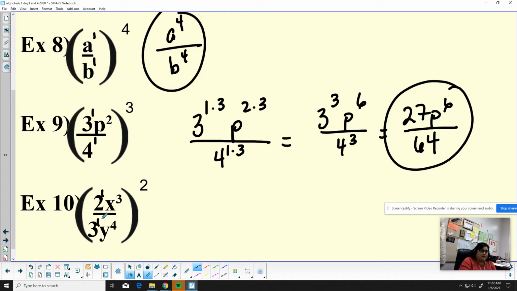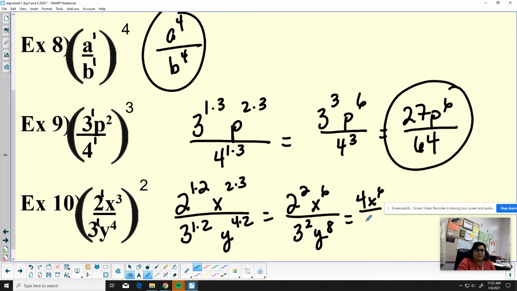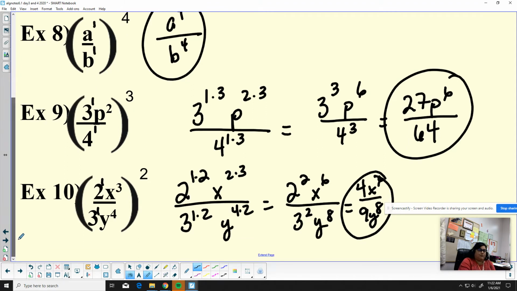Here I do the same exact thing. So 2 to the 1 times 2, x to the 3 times 2, 3 to the 1 times 2, and y to the 4 times 2. So that's 2 to the second, x to the sixth, over 3 to the second, y to the eighth. So that's 4x to the sixth over 9y to the eighth as my answer.